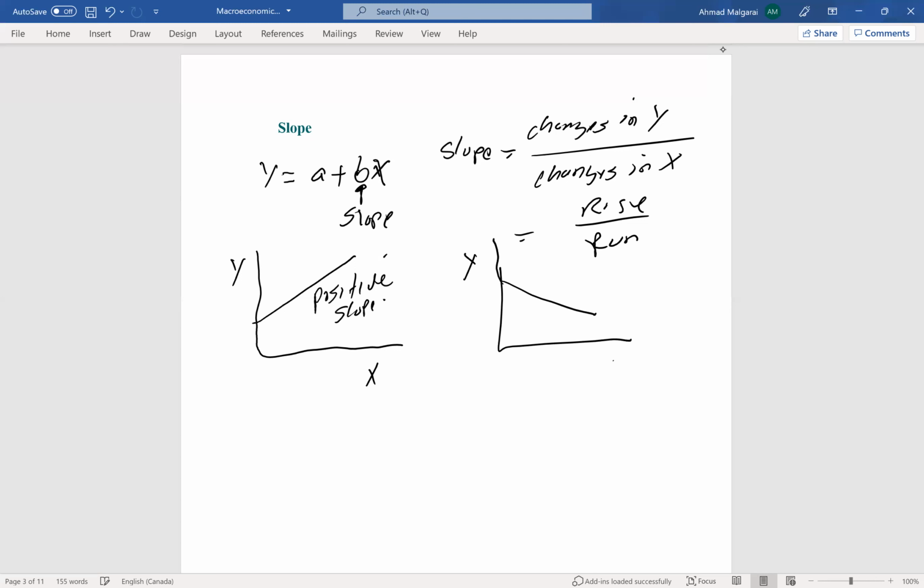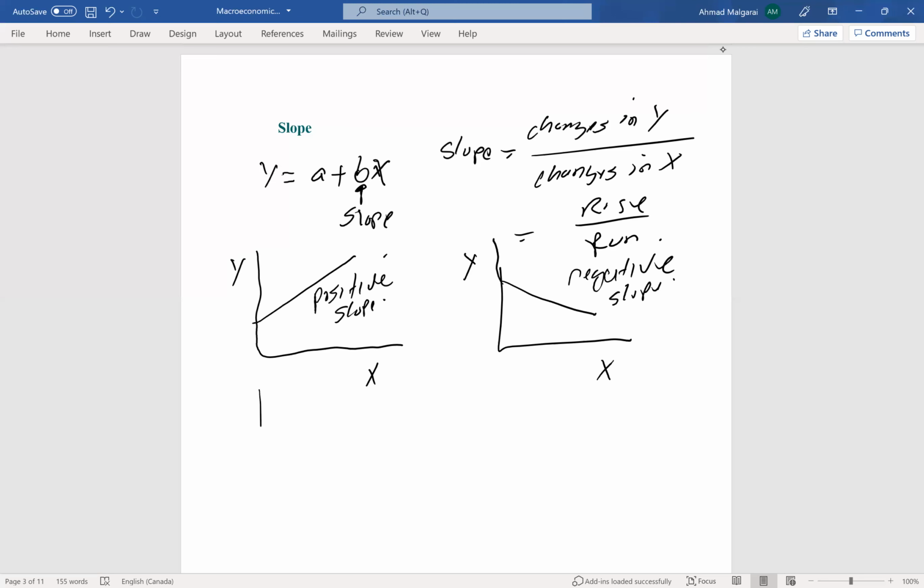Then we have an example of a slope of a line that looks like this, with y and x. Again, this is called a negative slope. We say the price and consumption have a negative relationship. y is the price of the good. If y goes up, x goes down. If y goes down, x goes up. It means they are opposite of one another.